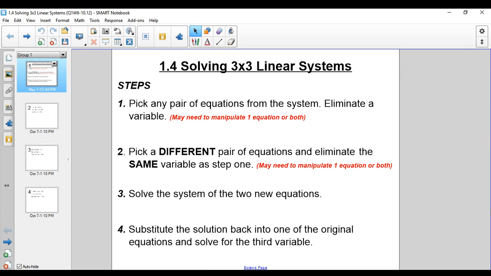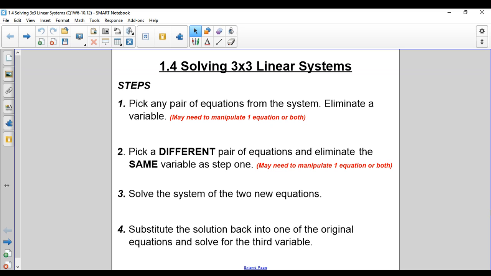All right, we're looking at full 3x3 linear systems this week. We got an intro last week. Here are the steps for solving 3x3 linear systems.